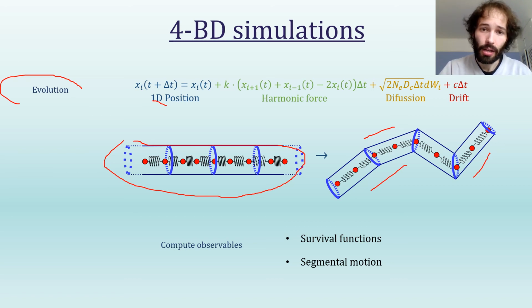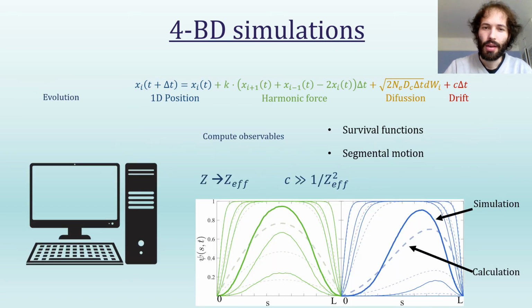This has allowed us to study the survival functions and the segmental motion of the entangled polymers with drift. I want to remark that these contour length fluctuations affect the dynamics at short times, so the behavior described analytically is approximately recovered using an effective number of entanglements. Thus, all the arguments exhibited before can be applied here, but using this effective number of entanglements.